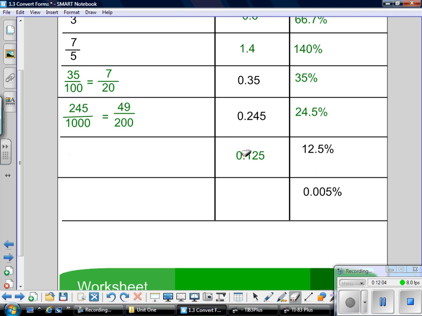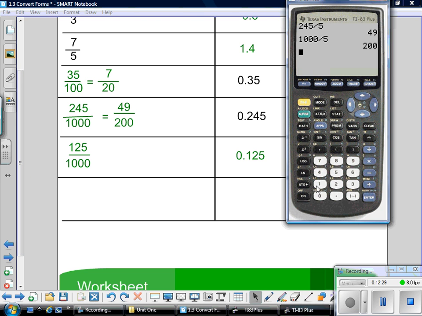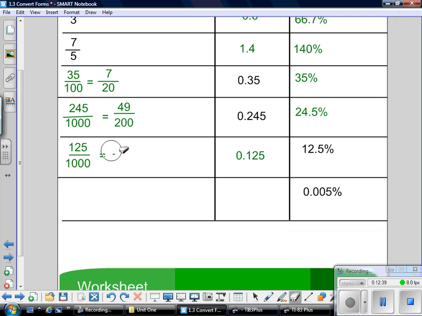Now I'm going to change that to a fraction. Again, I have 1, 2, 3 zeros in my denominator, and on the top I'm going to have 125. Again, it's not in reduced form. I know 5 will go into those. 25 should go into both of those, but I think the largest number will be 125. So let's see, 1,000 divided by 125 equals 8. So I know it's going to reduce to 1/8.